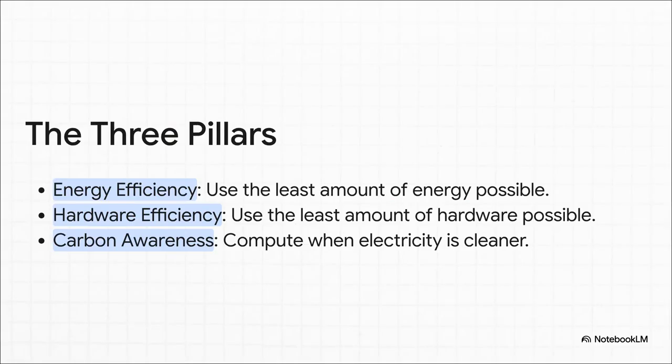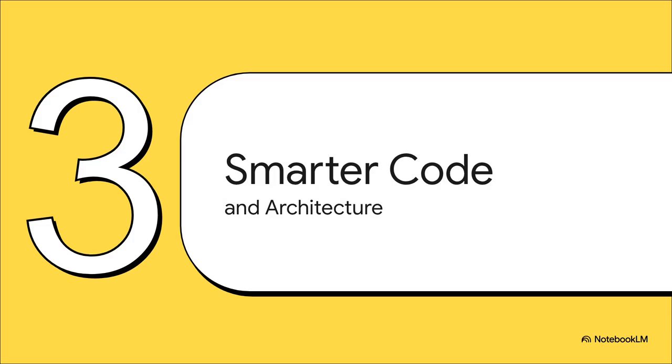So what it all boils down to is really three things. First, being energy efficient. That means writing code that sips power, it doesn't gulp it. Second, being hardware efficient, getting the absolute most out of the machines we're using. And third, being carbon aware. This one's cool. It means timing your computing jobs for when the power grid is being fed by renewables like solar or wind.